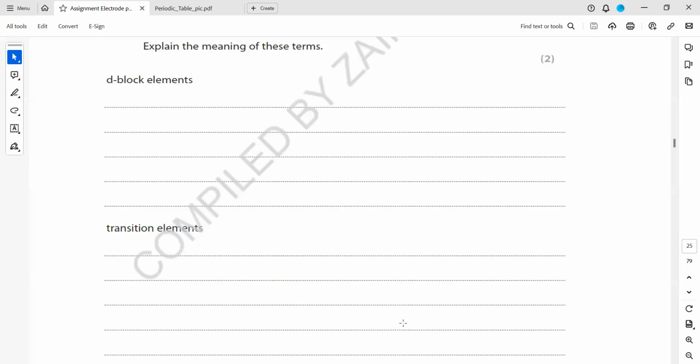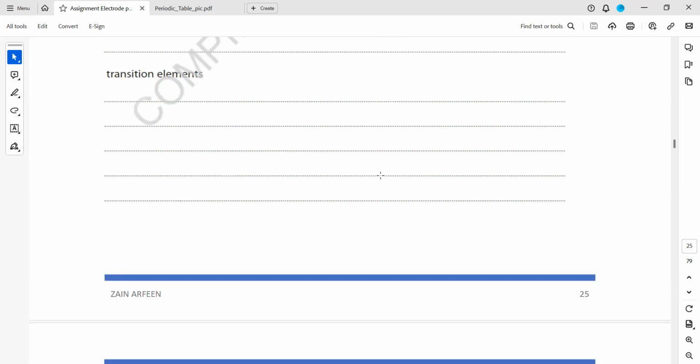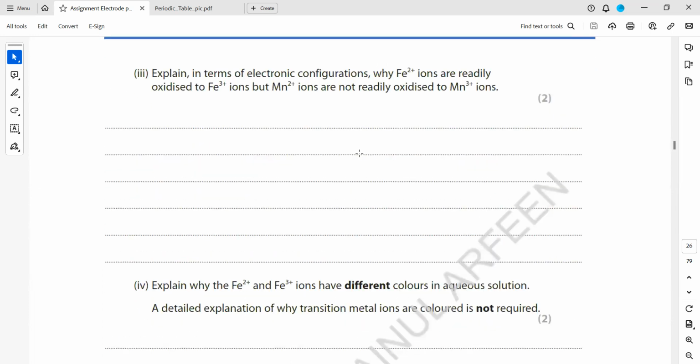and the term transition metal, what is the meaning of the term transition metal? A transition metal means it forms at least one ion with a partially filled d orbital, or incomplete d orbital. Explain in terms of electronic configuration why iron 2 ions are readily oxidized to iron 3, but manganese 2 ions are not readily oxidized to manganese 3.